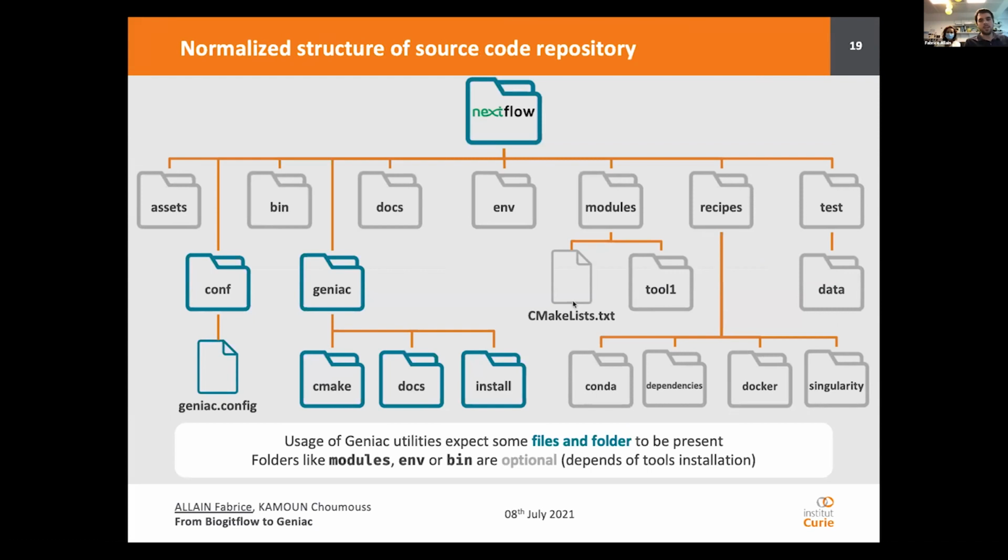And to enable the utilities, we expect some files and folders to be present, like the main configuration file for Geniac in the conf folder, and also the Geniac utilities in the geniac subfolder of the Nextflow project. And several folders like bin, env, and modules are actually optional, and it mostly depends on the availability of the tools in the workflow.